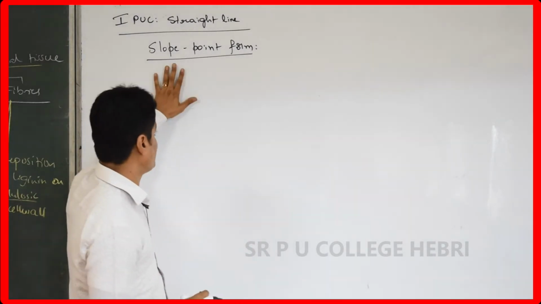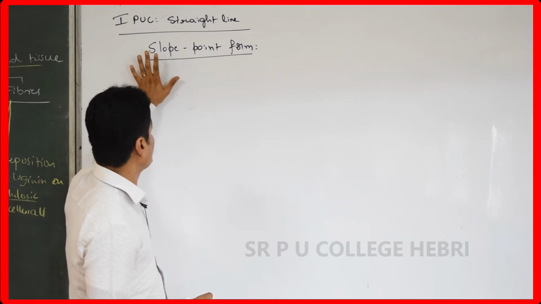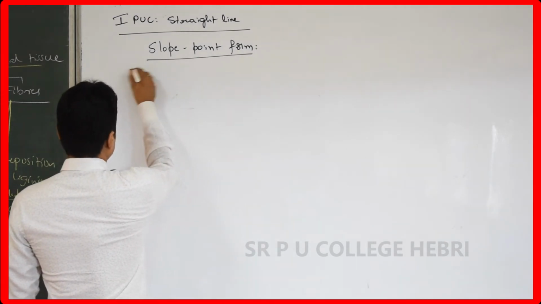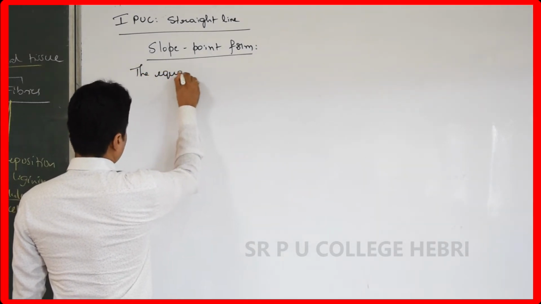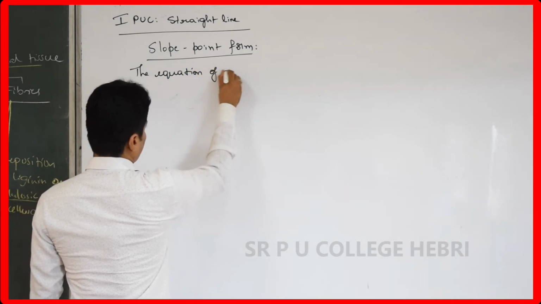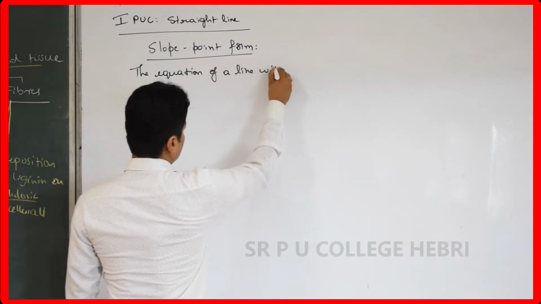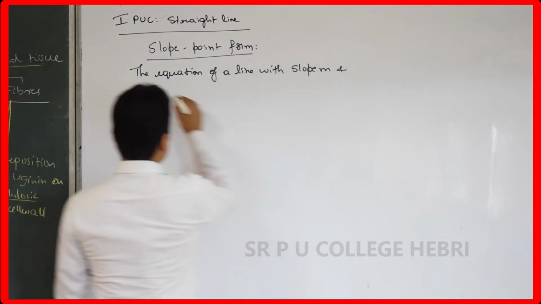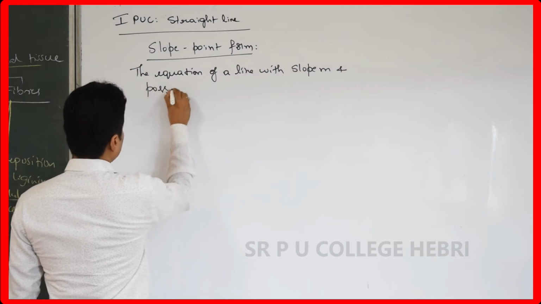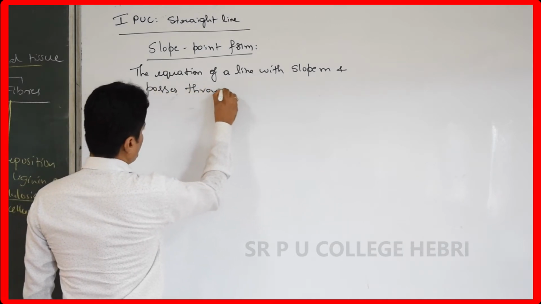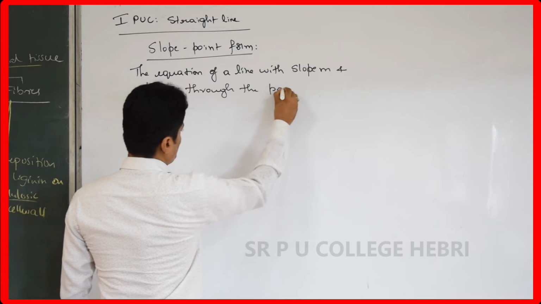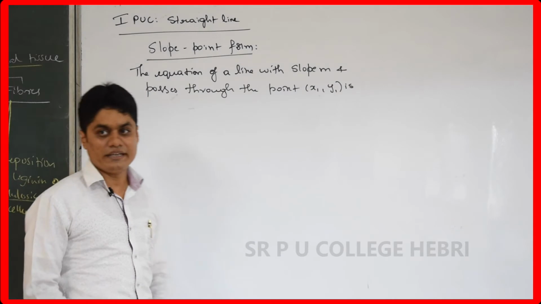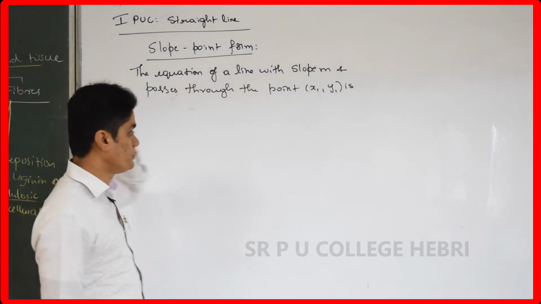So the name itself explains that here the two given data are slope as well as the point of the given line. So the statement will be like this: the equation of a line with slope m and passes through the point x1 y1 is. So example here, if the question is: derive the equation of a line with the slope m and passes through the point x1 y1.